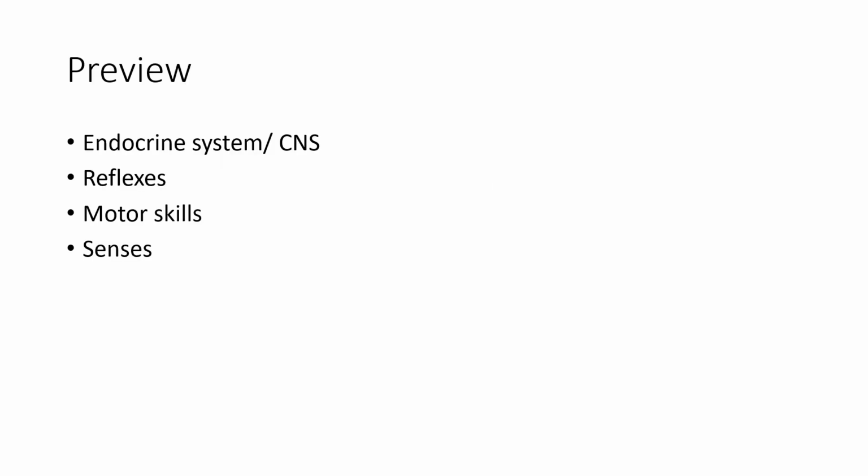In this lecture, we're going to talk about physical, perceptual, and motor development in infancy and early childhood. So as a preview of what we're going to cover, we're going to look at the endocrine system and the central nervous system. We'll look at reflexes a bit more. We talked about them as a basic overview before, but now we'll go into them in a little bit more detail. We'll look at motor skills and we'll finish up with the senses.